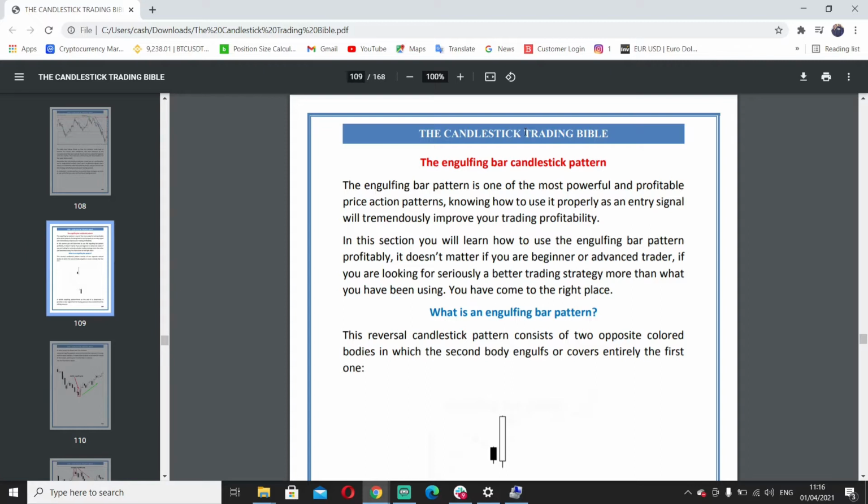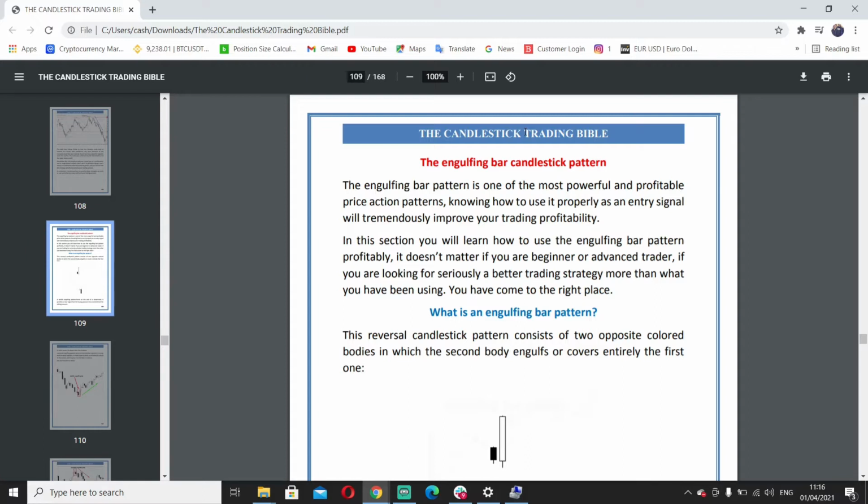And with this video we're gonna start off with the engulfing bar pattern. The engulfing bar pattern is one of the most powerful and profitable price action patterns. Knowing how to use it properly as an entry signal will tremendously improve your trading profitability. In this section, you will learn how to use the engulfing bar pattern profitably. It doesn't matter if you're a beginner or advanced trader. If you're looking for a seriously better trading strategy than what you've been using, you have come to the right place. So what's an engulfing bar pattern?